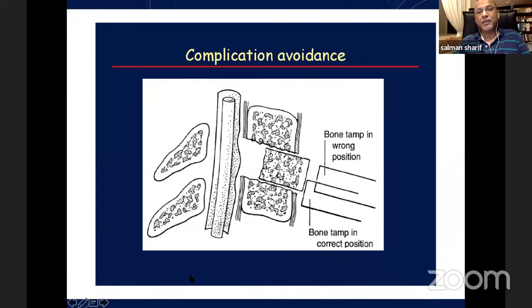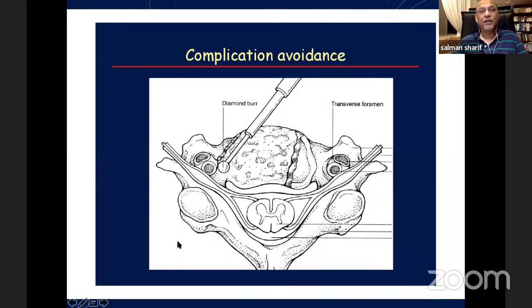And using the diamond burr, old fashioned, if you want to be putting in a bone graft, you need to be careful. You don't use the bone tap on top, because if you do that, you can cause problems. Same can happen for the cages, and you need to be careful that you understand how your cage system works. You don't want to be pushing into the cord itself. Vertebral artery injury can happen if you're not careful.